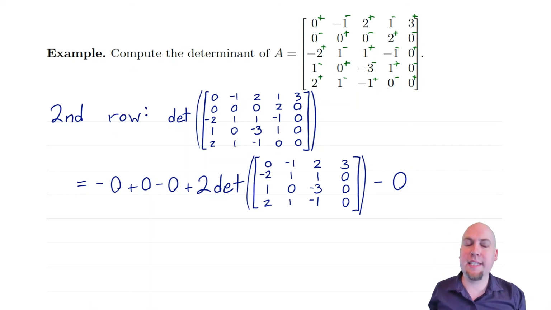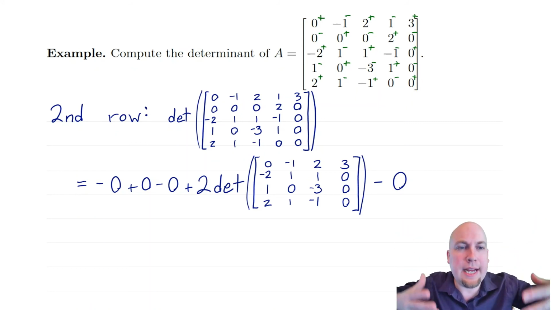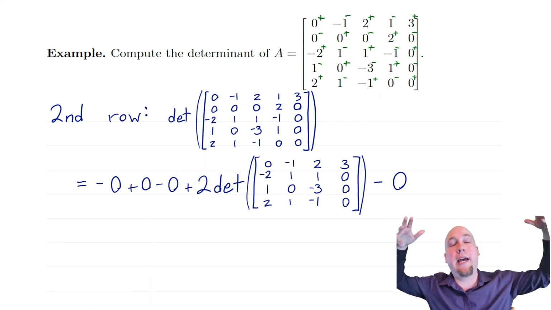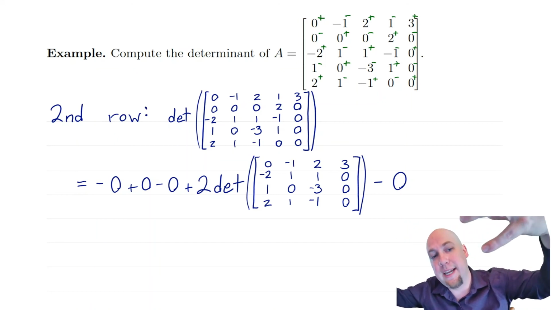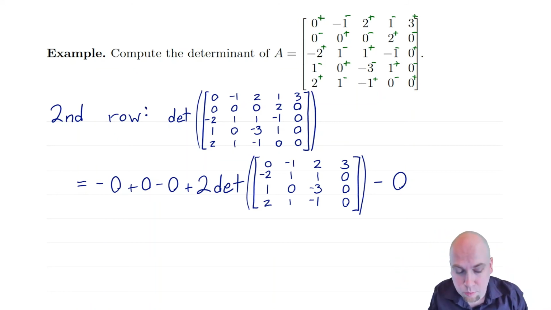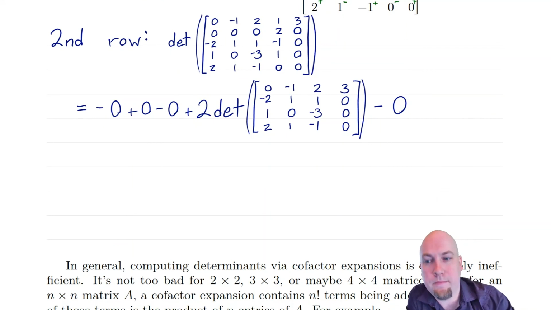Okay, so what do I do at this point? Well, how do you compute 4x4 determinants? Oh yeah, we do cofactor expansions. Right? So you're just going to iterate down. Cofactor expansions, they don't tell you the determinant right away. They just tell you how to reduce an n by n determinant down to an n minus 1 by n minus 1 determinant. And you have to keep doing it until the determinants are small enough that you actually know how to compute them exactly.